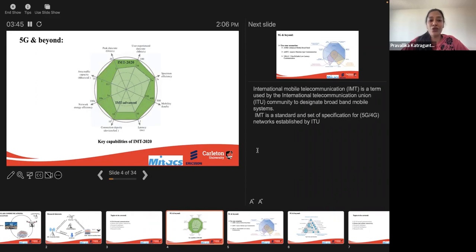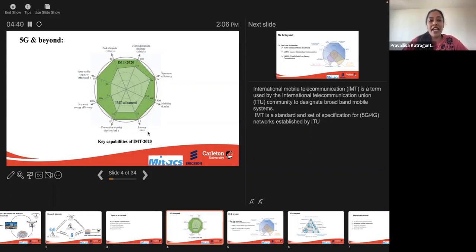I have added this figure to show the main differentiation between 4G and 5G communications. Before explaining the key capabilities of the 5G and 4G requirements, I would like to give a quick idea on IMT and ITU. ITU is the International Telecommunication Union. It is a community that designates the specifications and standardizations of broadband mobile systems. For each generation of networks, these specifications are mentioned with the term IMT, which is the International Mobile Telecommunication. Here in this figure, we can see IMT 2020 and IMT Advanced. IMT Advanced is the set of specification requirements for 4G, and IMT 2020 is for 5G.